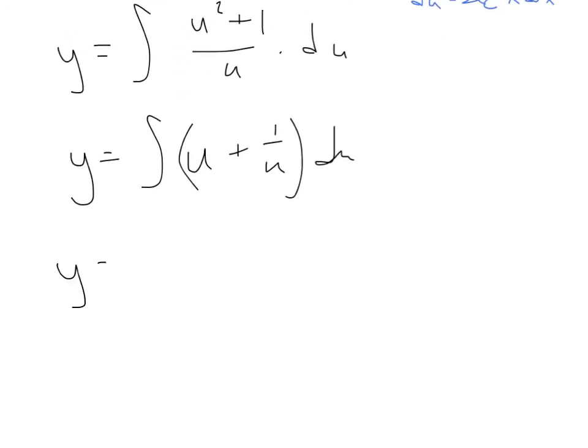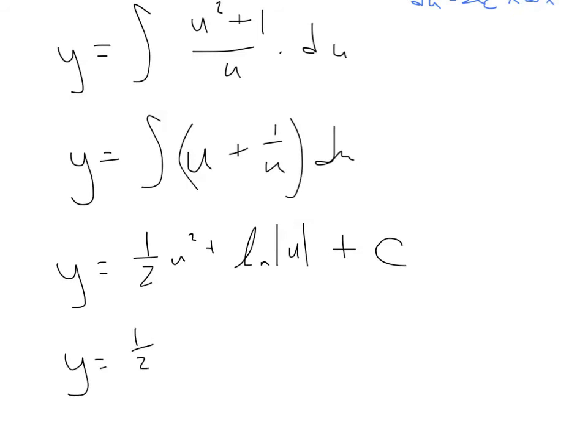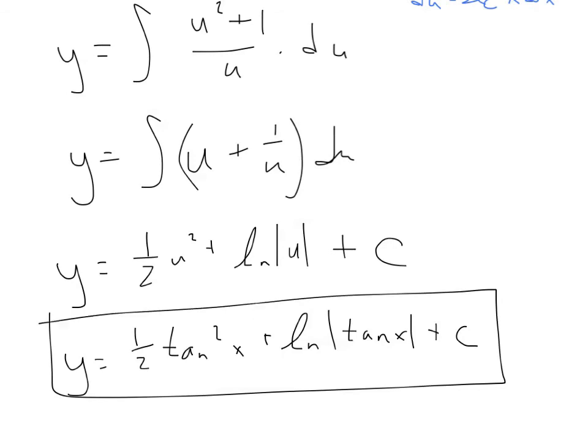So then I have 1/2 u squared plus the natural log of the absolute value of u plus c. And then we remembered that our u was actually tangent, so y equals 1/2 tangent squared x plus the natural log of the absolute value of tangent x plus c. And there's our general solution.